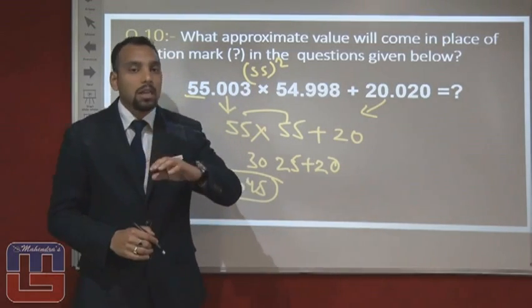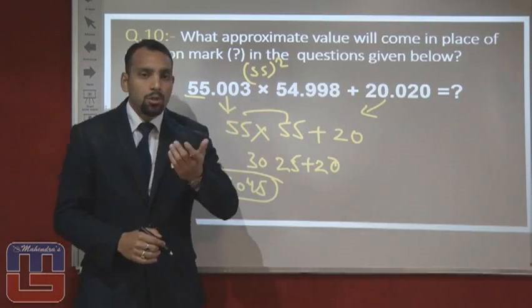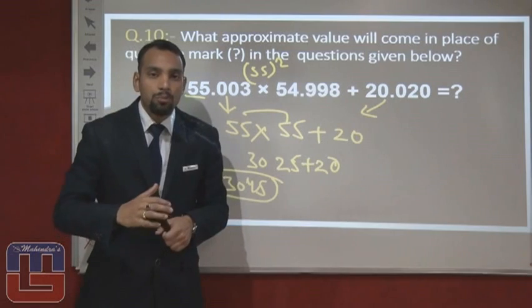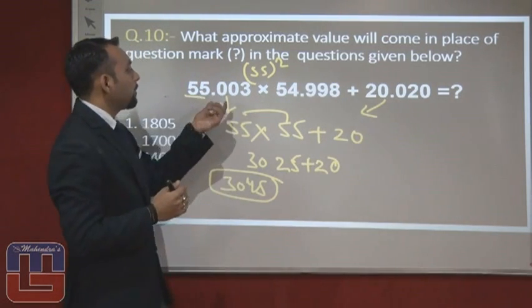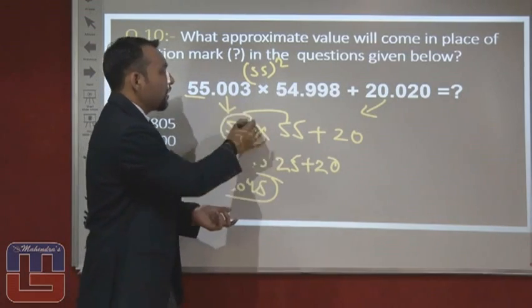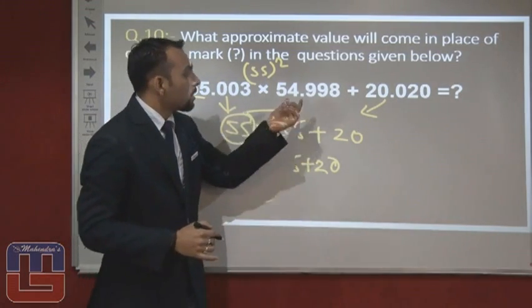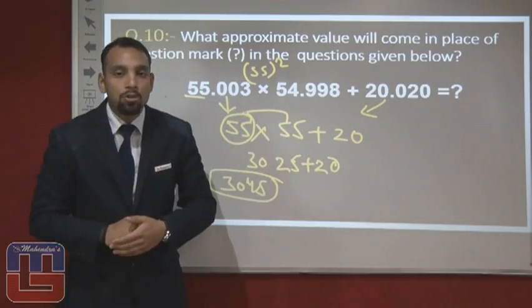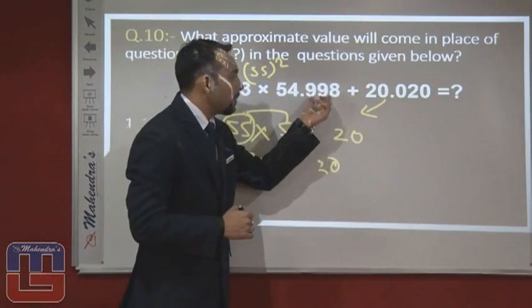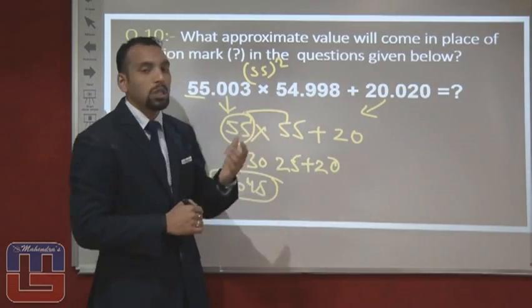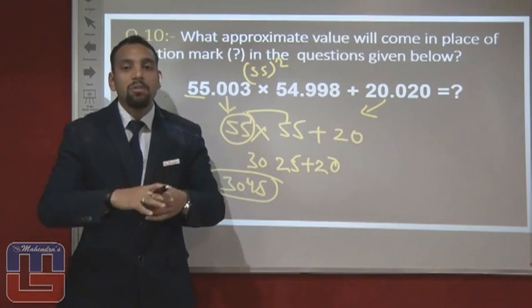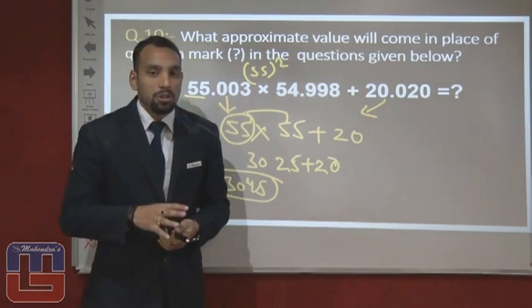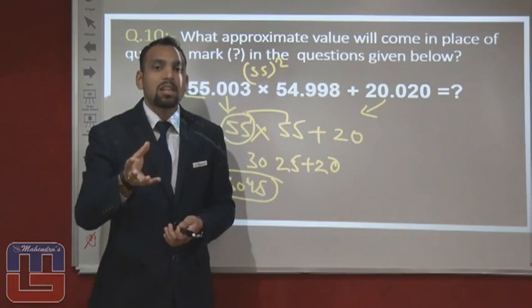Check the option. Now check the option, you can see the fourth one will be the correct answer of this question. So basically in approximation, what you have to do, you have to take the approximate value, you can say the nearest value. The nearest value of 55.003 will be 55, and same as the nearest value, or approximate value, of 54.998 will be equal to 55. So we will take the approximate value, then we will solve, and we will get the answer nearest to.